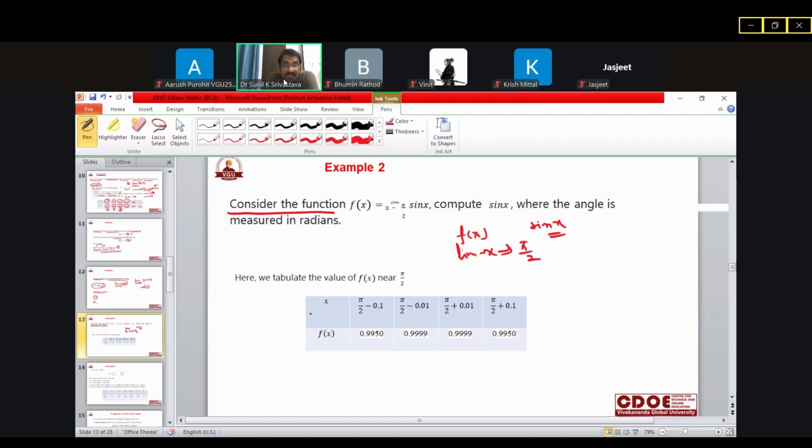The points are pi by 2 minus 0.01 and pi by 2 plus 0.01, so x approaches from the right and approaches from the left. When we approach from the left, the value of the function is 0.9950. When we approach from the right, we have a value of 0.9990 here. So the values approach 0.9950, 0.9999, and so on. In that scenario, you can understand the concept of the limits here.